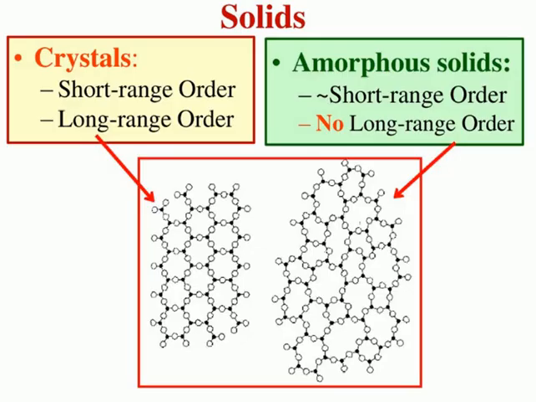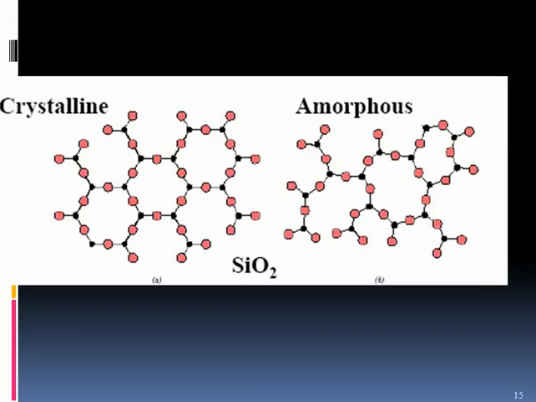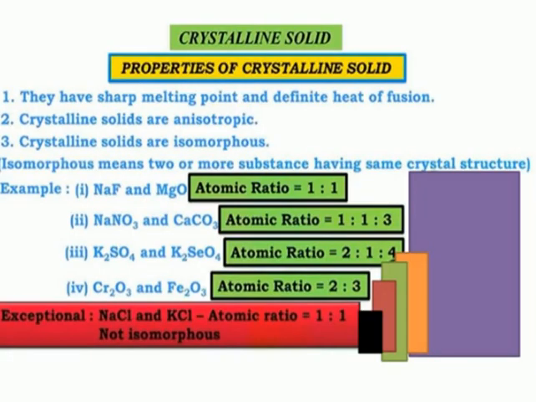One more simple point. Crystalline solids have long range order and amorphous solids have short range order only. One more thing will become very clear: in a crystalline solid a proper arrangement will be there, in an amorphous solid an improper arrangement. Coming to more properties of crystalline solids, they have a sharp melting point and a definite heat of fusion. Crystalline solids are anisotropic. Crystalline solids are isomorphous. Isomorphous means different crystals have the same kind of arrangement.